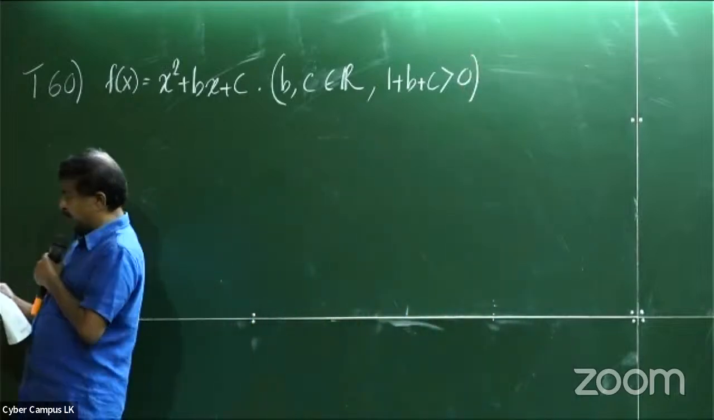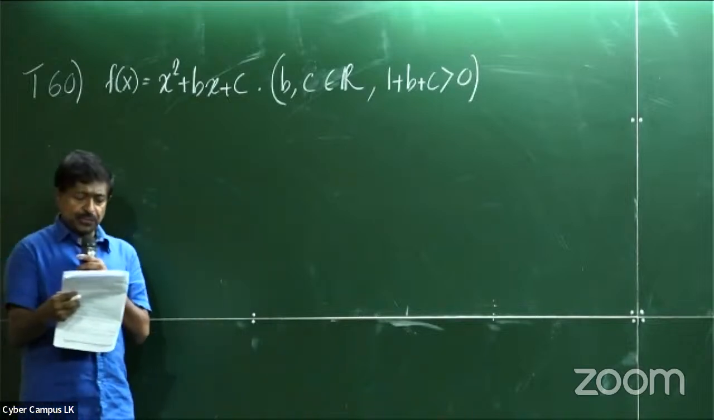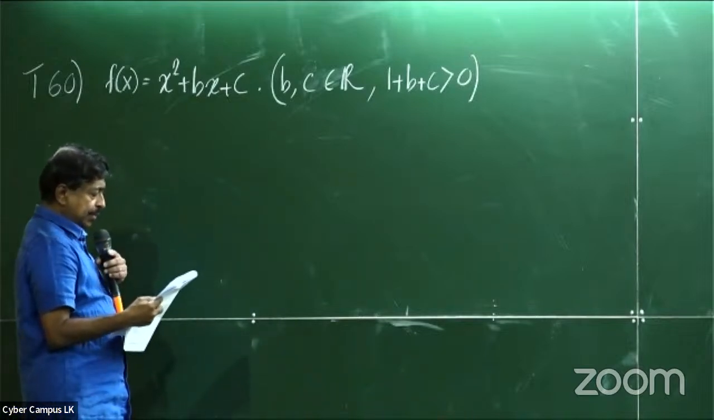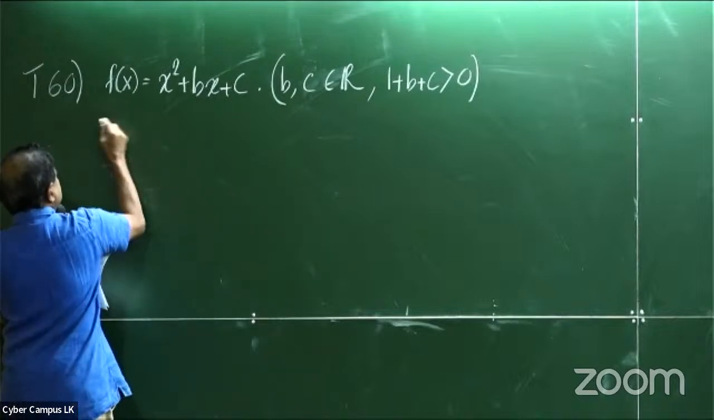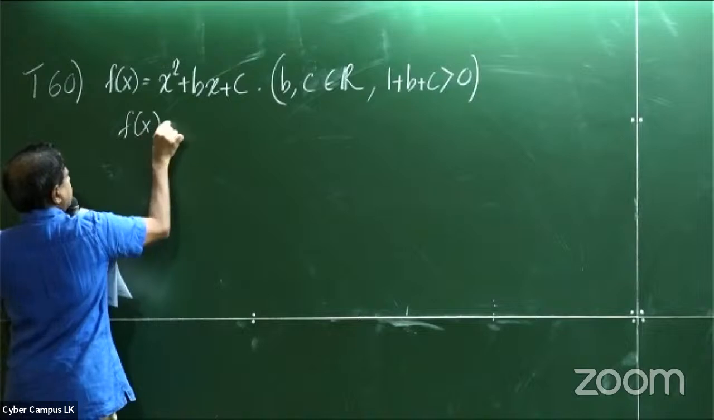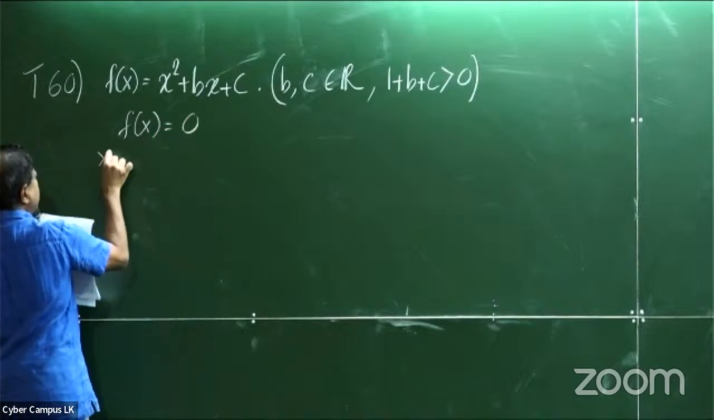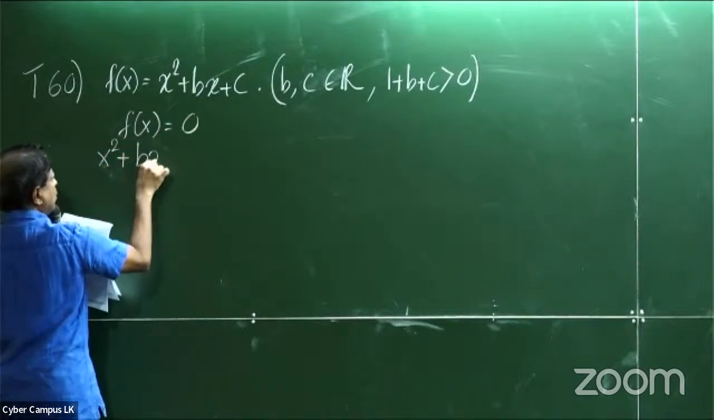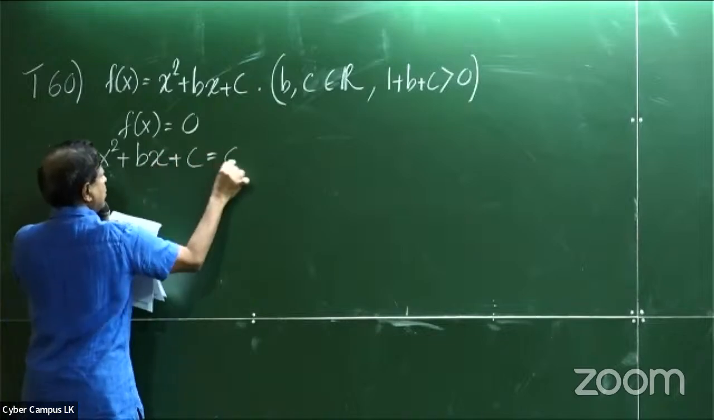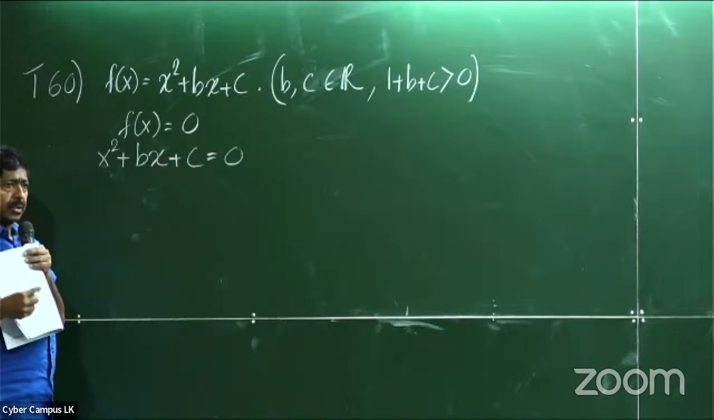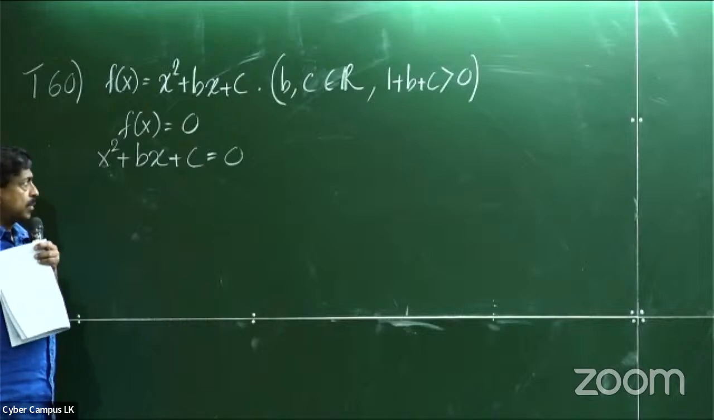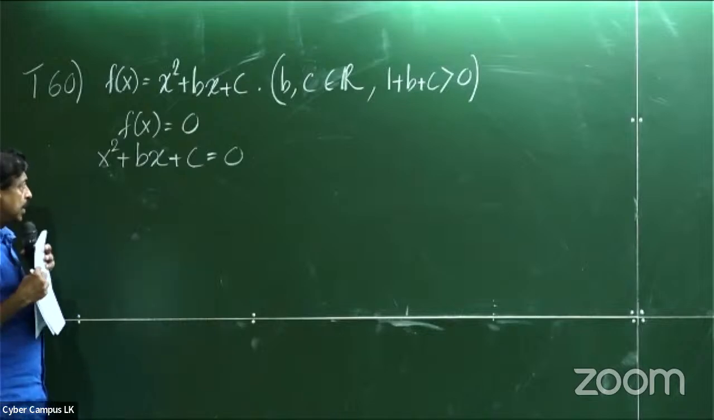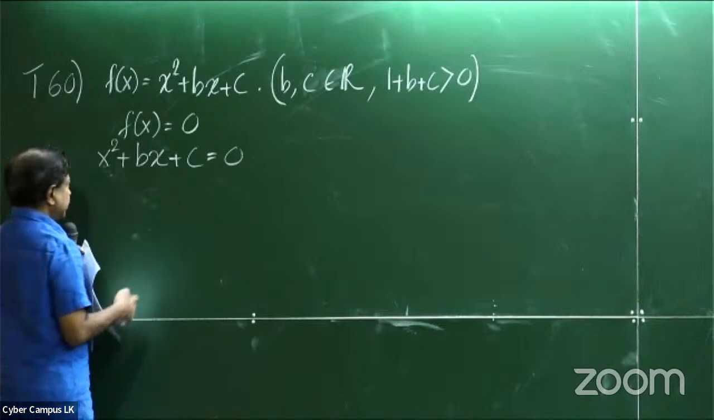Now, there are a few parts. We need to show that 1 is not a root of the quadratic equation fx equals 0. The quadratic equation fx equals 0 is this. Now, we need to show that 1 is not a root of this equation.